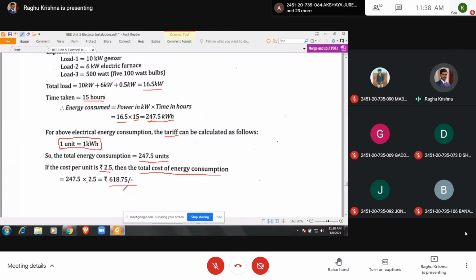So the most important point is that 1 unit is equal to 1 kilowatt hour. To calculate the total units, power in kilowatt into time in hours gives the energy consumed in kilowatt hour. Next, convert that kilowatt hour to units, since 1 unit is equal to 1 kilowatt hour. Then cost per unit into total units gives the total cost of the energy consumption.